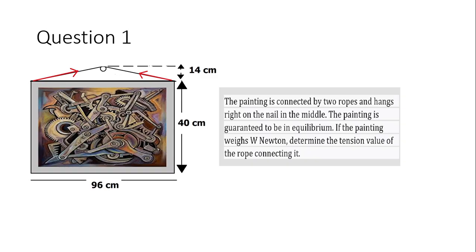Let's start with number one. A painting is connected by two ropes and hangs right on the nail in the middle. The painting is guaranteed to be in equilibrium. Remember, it is equilibrium. If the painting weighs W newtons, determine the tension value of the rope connecting it. How to solve this one is actually very easy. We first figure out the geometry of the shape of the painting itself. The distance of 96 centimeters we divide by 2 because it's symmetrical, and we find a triangle that really helps us to solve this problem.